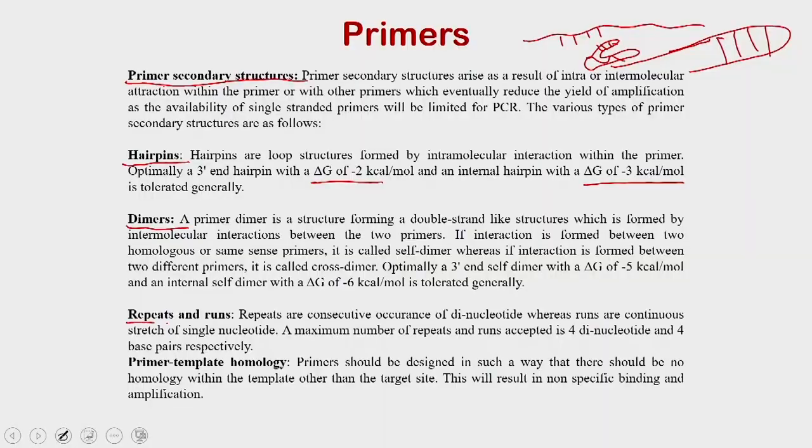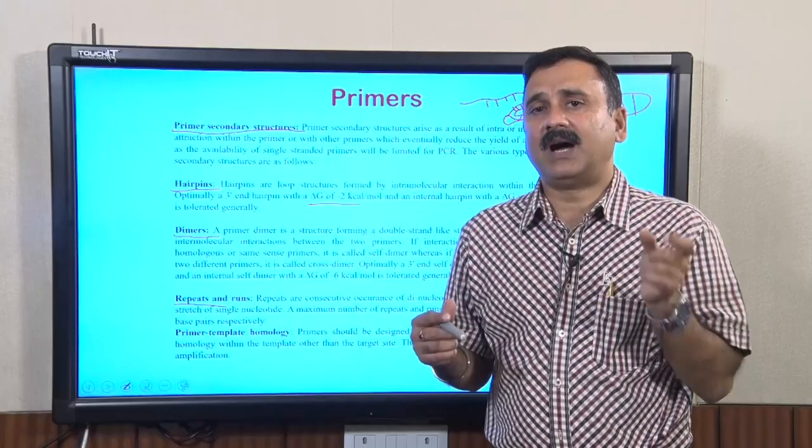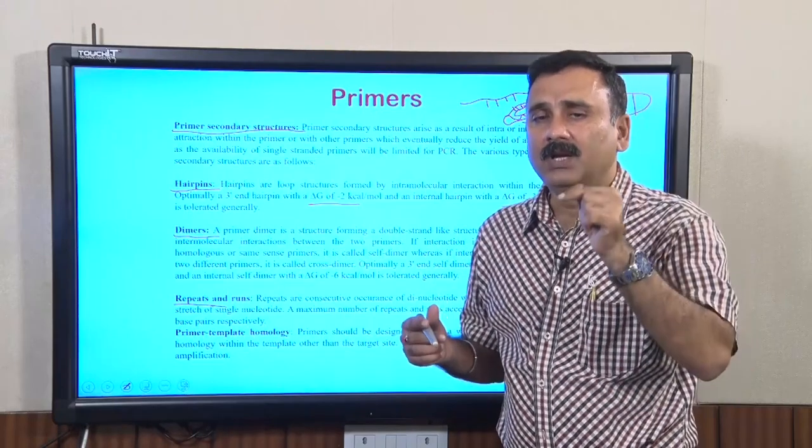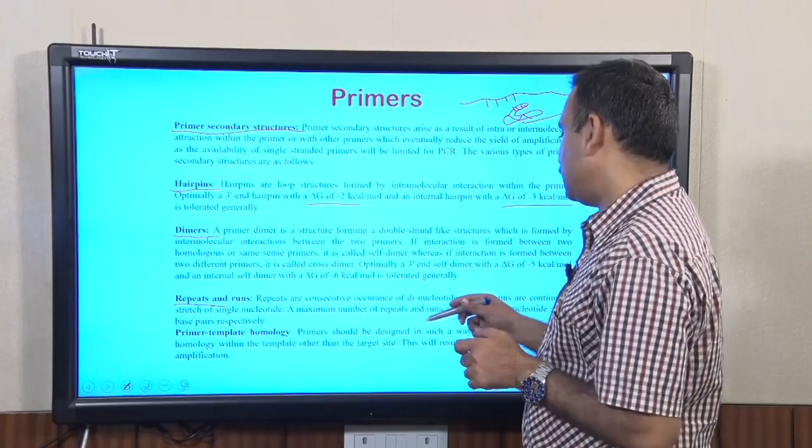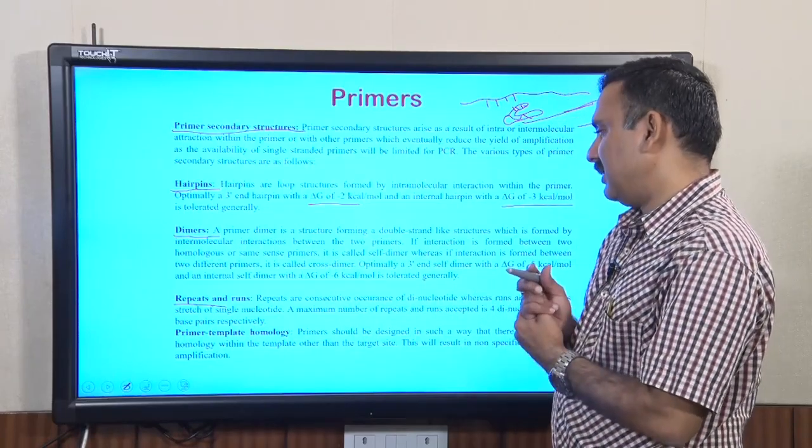Then you also have the repeats. For example, you may have consecutive occurrences of AA, GG, CC like that. These kinds of sequences are going to create loops as well as other kinds of secondary structures, and that will also create trouble.